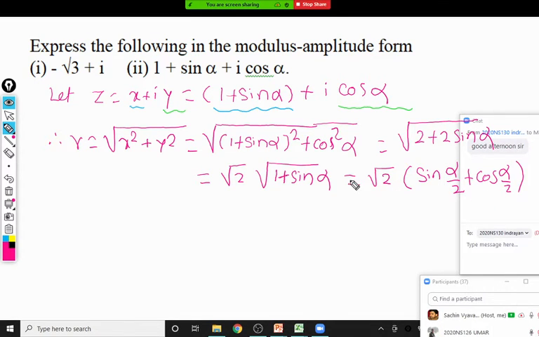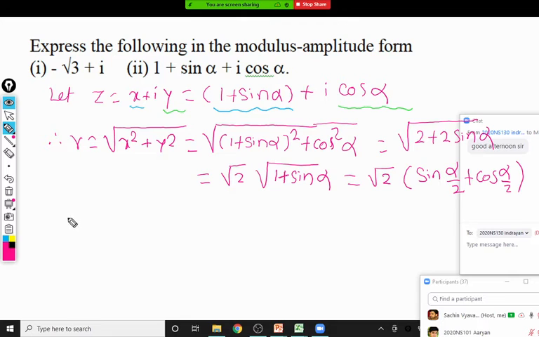How is that possible, sir? What is the value of 1? 1 can be written as sine square alpha by 2 plus cos square alpha by 2, and sine alpha can be written as 2 sine alpha by 2 into cos alpha by 2. Then it becomes a bracket square. Use trigonometric identities. If you're not getting this step right now, not a problem. You can keep this as the answer too, because nowhere is it mentioned to show that. It just says write in modulus amplitude form. If you write the modulus in this form or this form, both are correct.